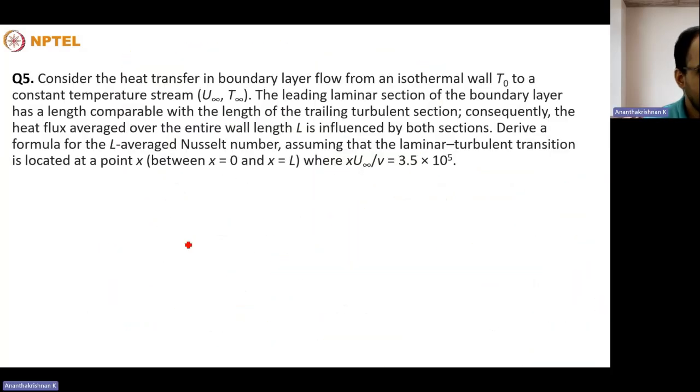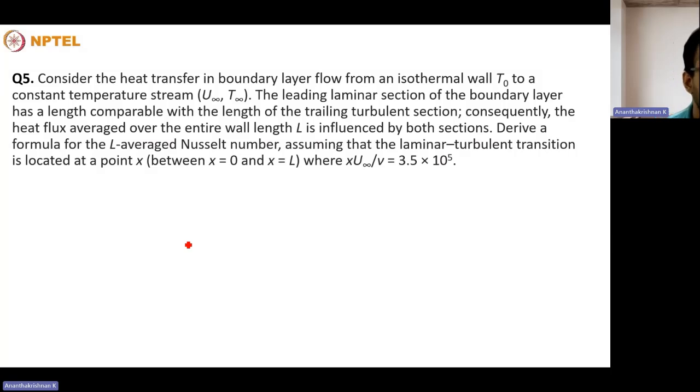Look into the last problem for this session. You have to derive the formula for the L average Nusselt number, assuming that the laminar turbulent transition is located at a point x between x equal to 0 and x equal to L, where x u infinity by mu is equal to 3.5 into 10 power 5. That is basically the transition Reynolds number considered in this case.